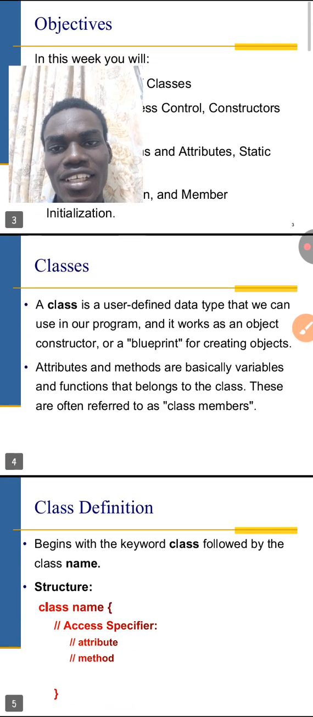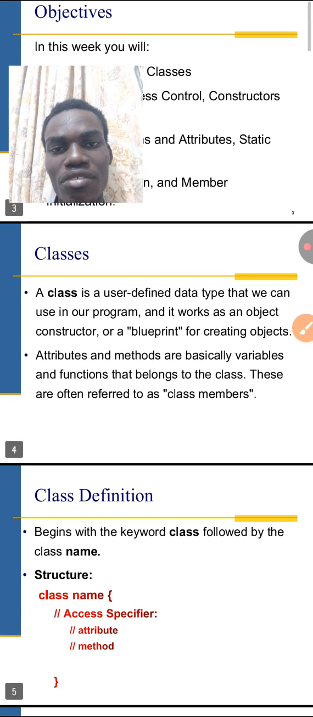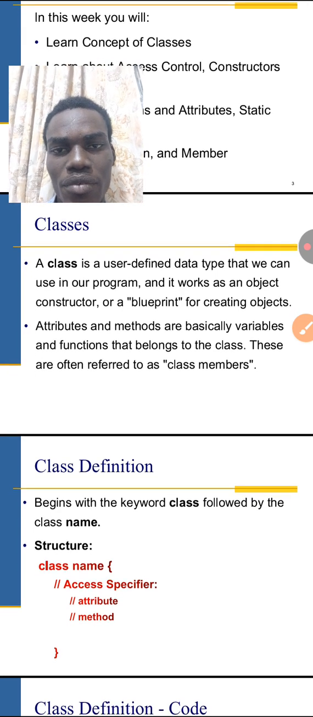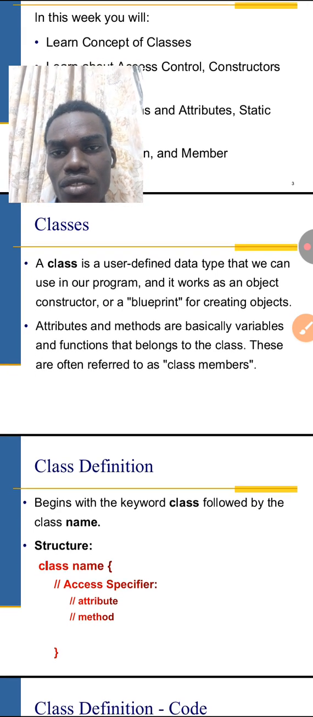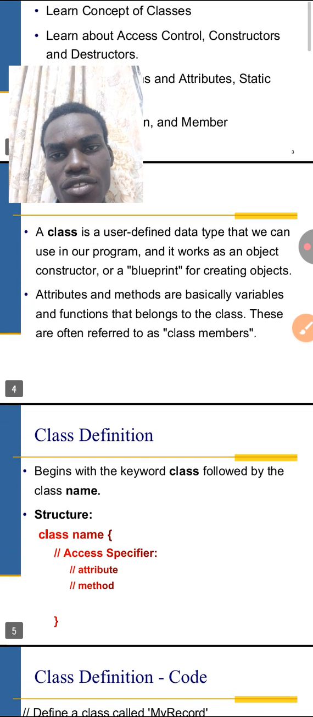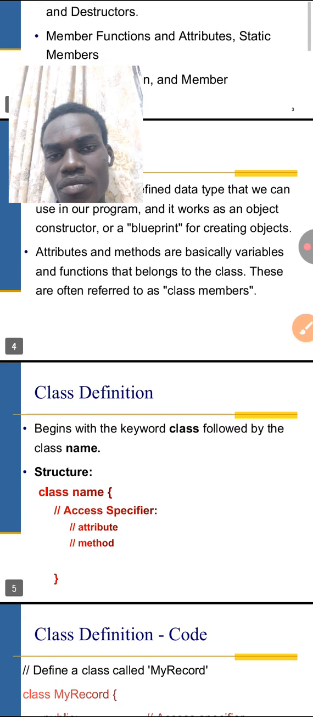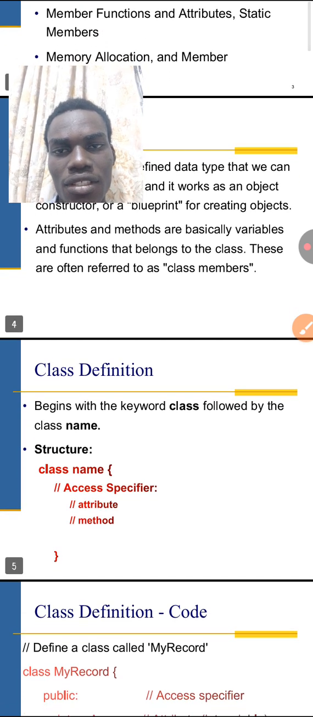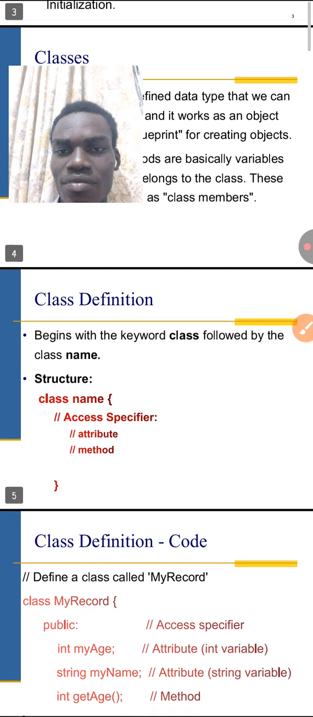Now let's look at classes. A class is a user-defined data type that we can use in our program, and it works as an object constructor, or a blueprint for creating objects. And let's look at attributes and methods. They are basically variables and functions that belong to the class. These are often referred to as class members.